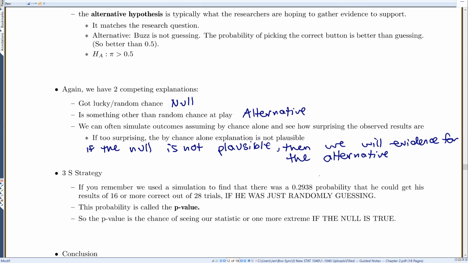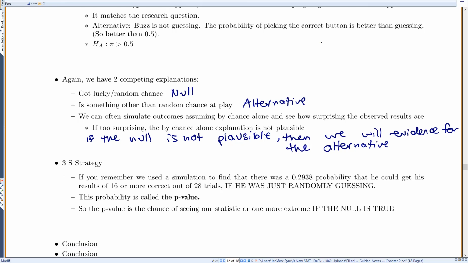Then we'll use that 3S strategy that we learned about in our last section. If you remember, we used the simulation to find that there was a 0.2938 probability that he could get his results, 16 or more correct times out of 28 trials, if he was just randomly guessing. That probability is called the p-value. Very famous, you'll see it in almost any research paper you ever read. There will be something about a p-value. The p-value is the chance of seeing our statistic, or one more extreme, if the null is true, like if he was just randomly guessing.